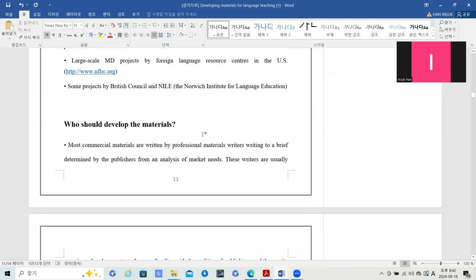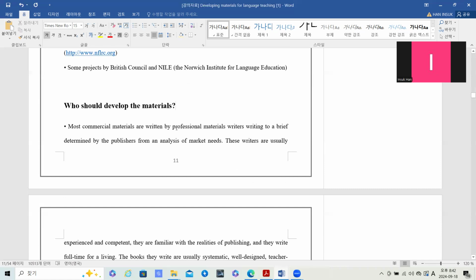Who should develop the materials? Most commercial materials are written by professional materials writers, writing to a brief determined by the publishers from an analysis of the market needs. It means that mostly the publishers set the guideline for publishing new course books. Then the material writers try to follow what their publishers order them. And sometimes they also have some negotiation about what to include and what to exclude.